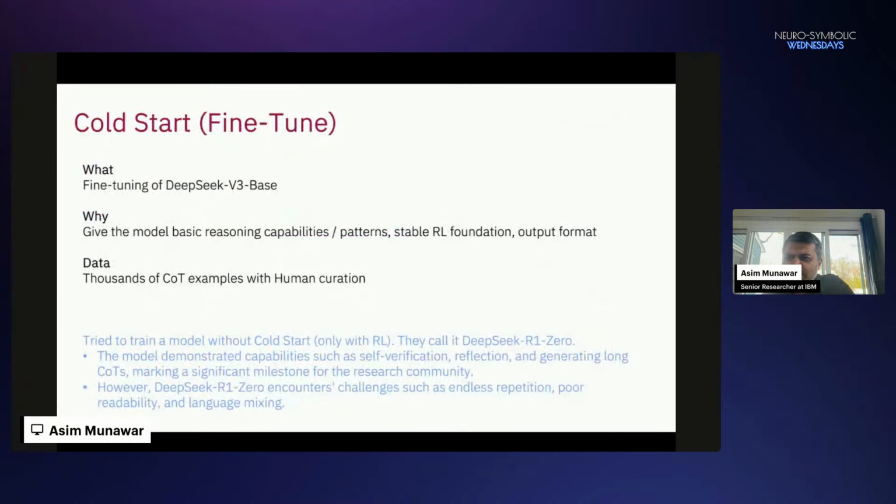So in cold start, what they did is they start with the V3 base. They give basic reasoning capabilities from the long chain of thought examples that were created by humans. And this is about DeepSeek R1-Zero, where they did not have the cold start and directly started with RL. And that had some issues in natural language capabilities.